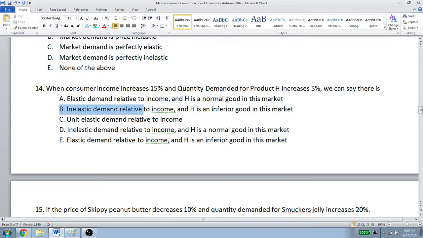We know that it therefore is either B, inelastic demand relative to income, or D, inelastic demand relative to income. But which one is it? Is it an inferior good or a normal good? And the definition of a normal good is one where the public buys more of it, which we see here, when the public gets more money, which they do. So as the income increases, the demand for the product also increases. That would be a normal good. Therefore, 14D is the correct answer.